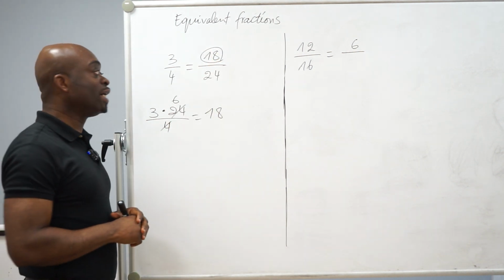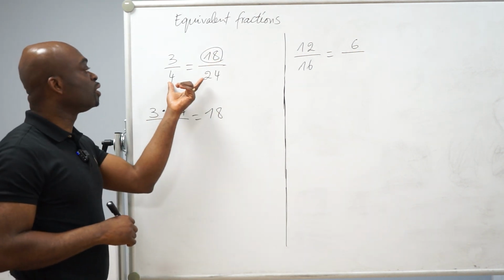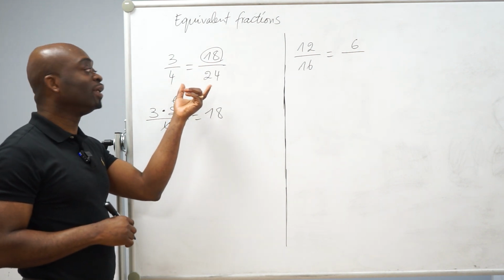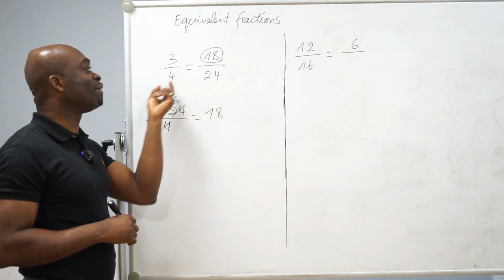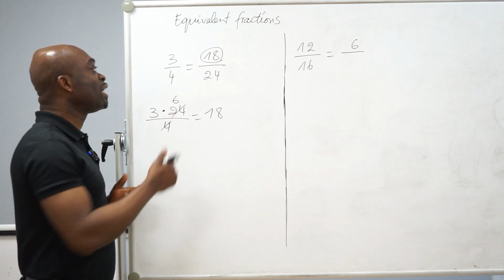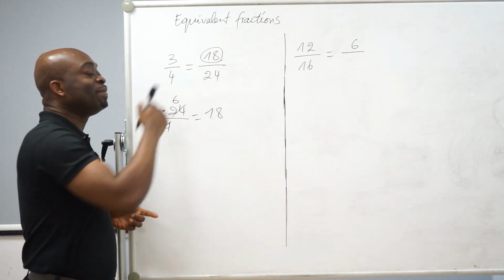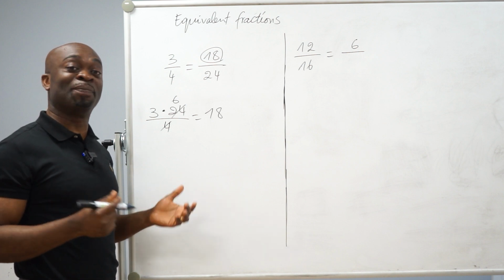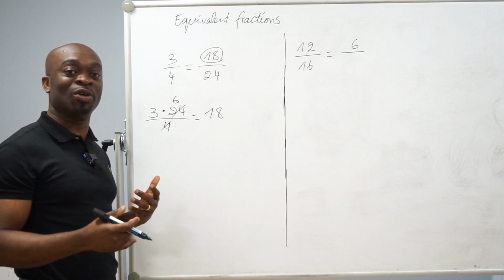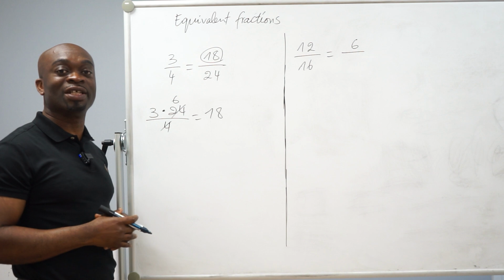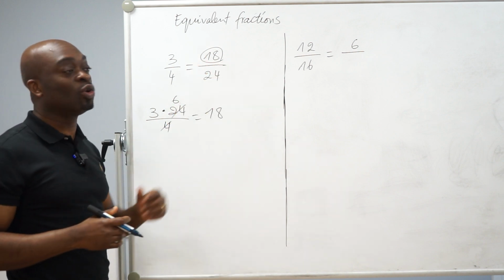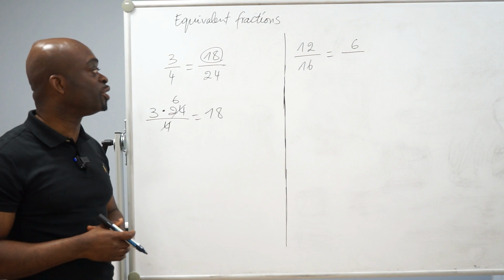Another way of doing it is just looking at the two numbers at the bottom here, 4 and 24, and then saying 24 divided by 4 gives me what? 6. So that means 3 by 6 will give me 18. So that's the other way of doing it. That might seem simpler, easier, quicker, but it's always good to know this way as well. So that's another way of doing it, okay?